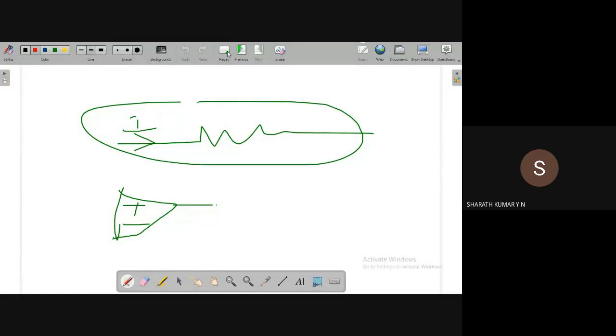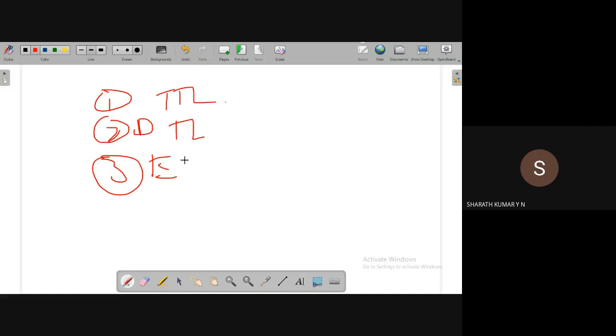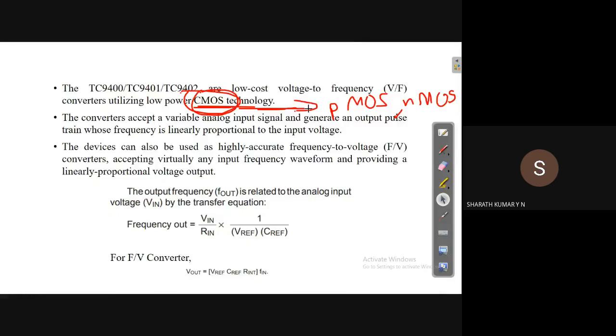Okay, so what are the various technologies we discussed? TTL, DTL logic, ECL logic, emitter coupled logic. Okay, there are many logic families. One of the popular logic is known as, I forgot to mention this, CMOS logic, complementary metal oxide semiconductor logic. This is used in most of the IC manufacturing industries, IC devices. Okay, this is just for your information.